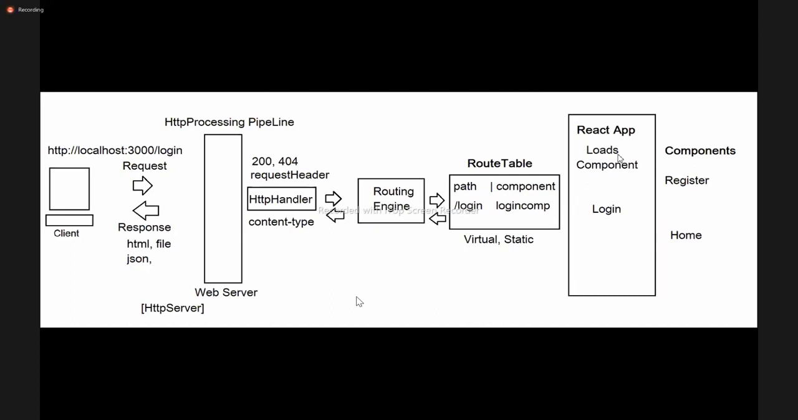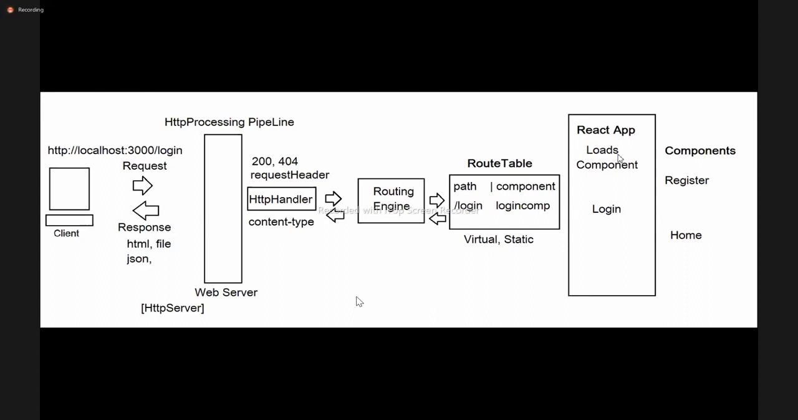So I hope up to this is clear, simple. That means you make a request, it comes to the web server and uses the handler. Through the handler, it will send the request to the routing engine. The routing engine will verify whether that is available or not. If not available, it will send 404 saying not found.